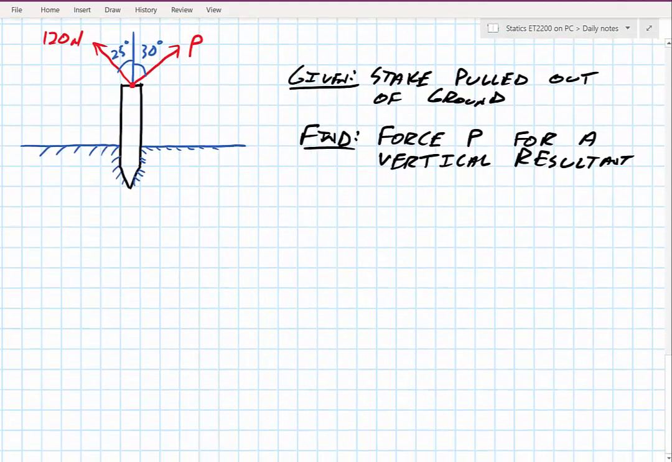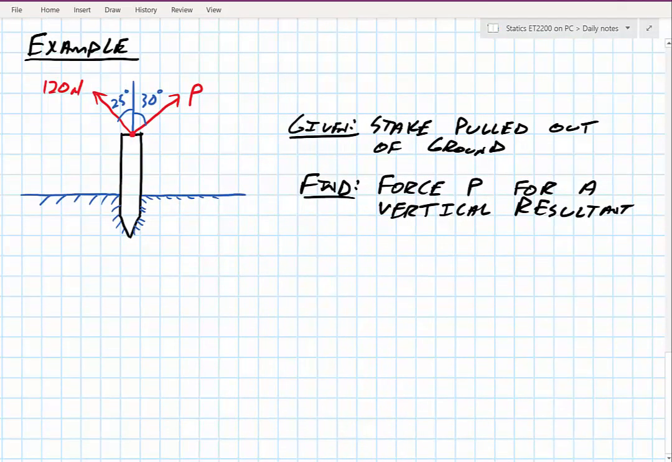So with that in mind, I know I'm going to add these vectors from head to tail. So what I have is the 120. This is the way I did it anyways. Remember, you can add them in any order, but in this case what I chose to do was say that I had a 120 newton force in one direction, and I'm adding P to that.